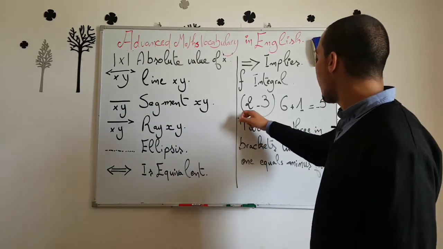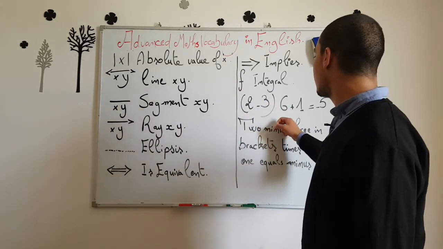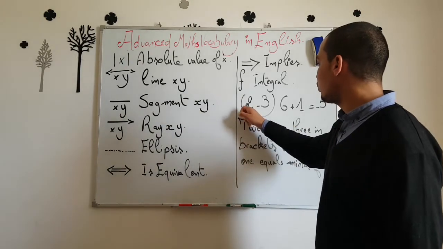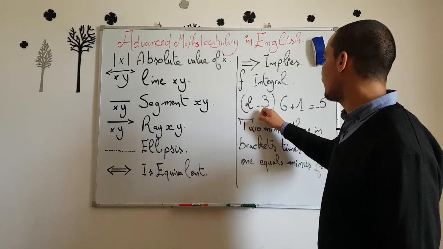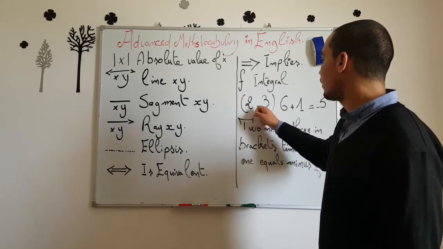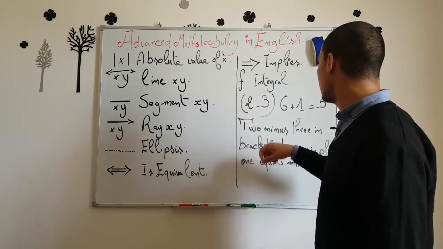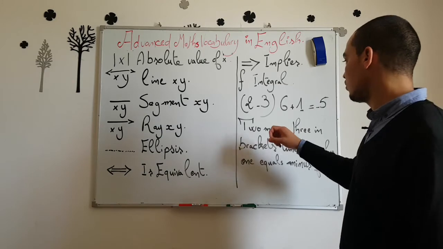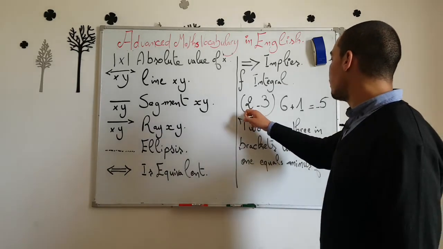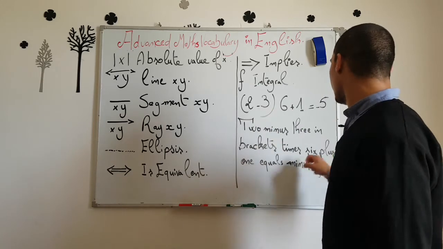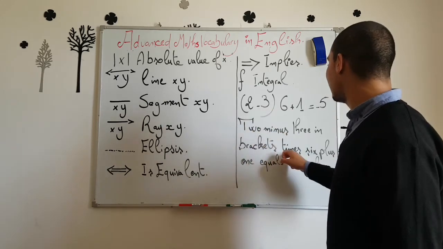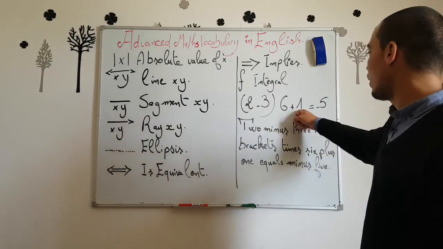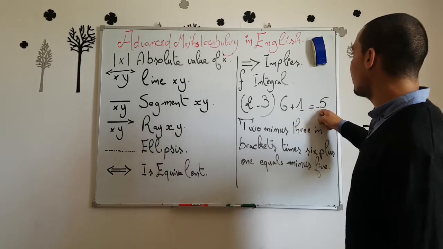Also I have brought you an additional equation in order to know how to read it. Here we have an equation with brackets, and you will read it as follows. We have 2 minus 3 in brackets, you will read it as in brackets, multiplied by, or here times, use whatever you want. So 2 minus 3 in brackets times 6 plus 1 equals minus 5.